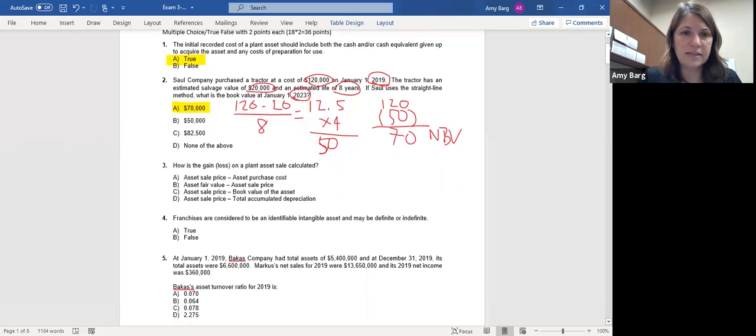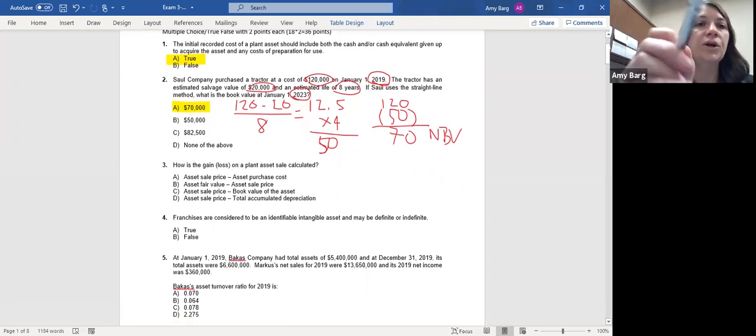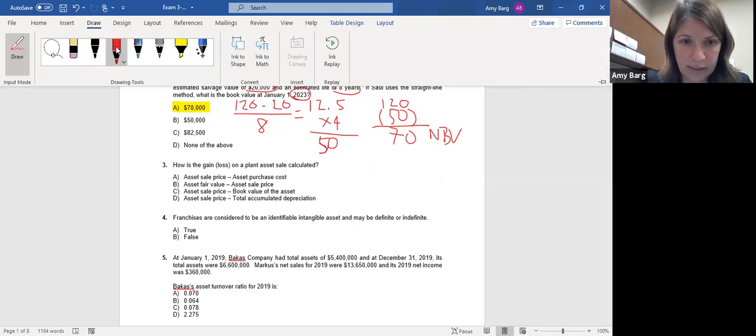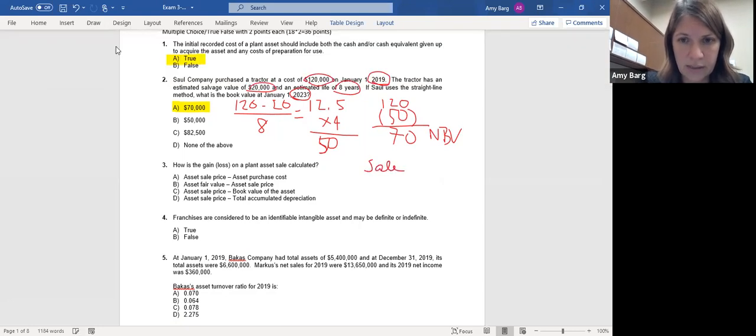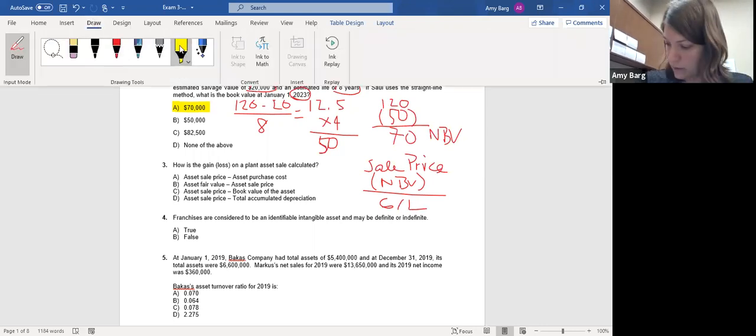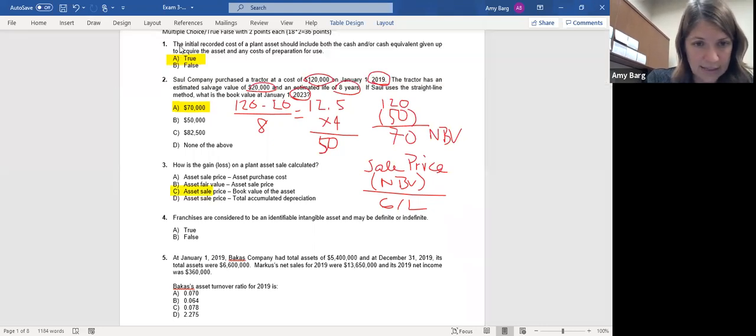All right, so how is the gain or loss on a plant asset sale calculated? So when you make a sale, you take the selling price, so the sale price, and you subtract away the net book value, what it's on your books for. So that's the cost minus the accumulated depreciation. And then that will give you the gain or the loss. So the answer to this one is asset sale price minus book value of the asset, letter C.